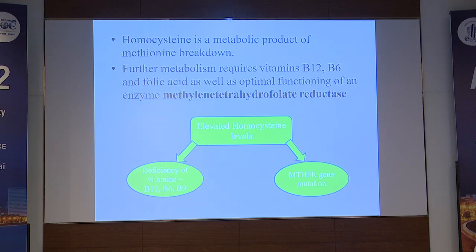Homocysteine is a metabolic product of methionine breakdown. Its further metabolism requires vitamin B12, B6, and folic acid, as well as the optimal functioning of the enzyme methylene tetrahydrofolate reductase. So, elevated homocysteine levels can be either due to deficiency of vitamins B12, B6, and B9, or because of an MTHFR gene mutation, and sometimes both.